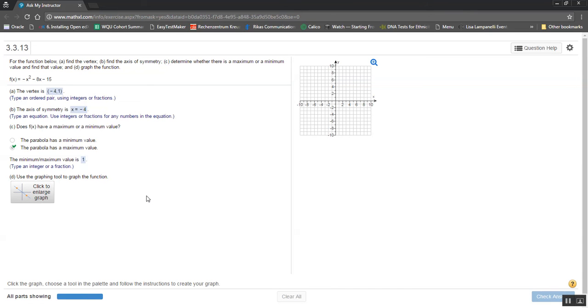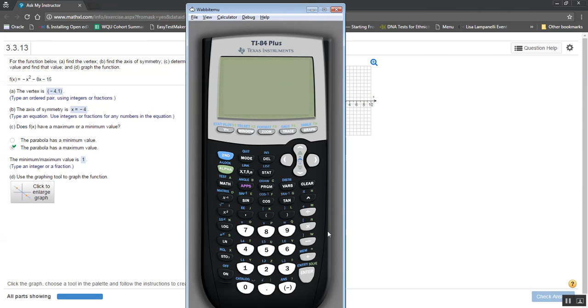And use a graphing tool to graph the function. So if I were to graph this, I go to y equals, clear, negative x squared minus 8x minus 15, and then graph. Looks like it crosses at negative 3 and negative 5, but probably close enough is not good enough for my math lab. So let me go into my table.